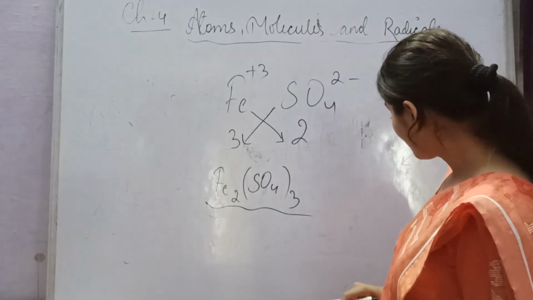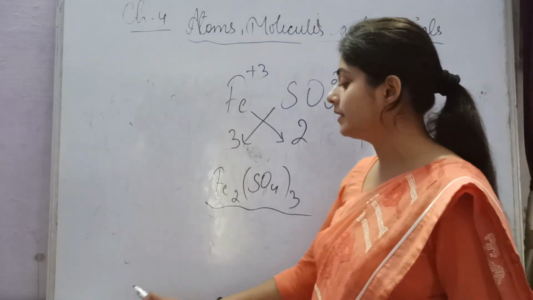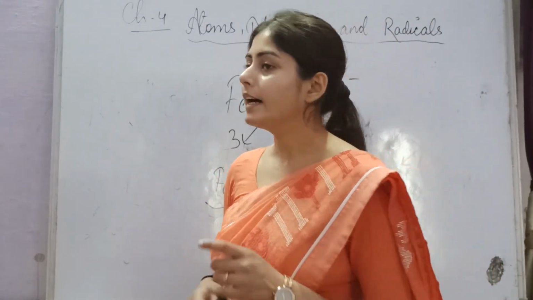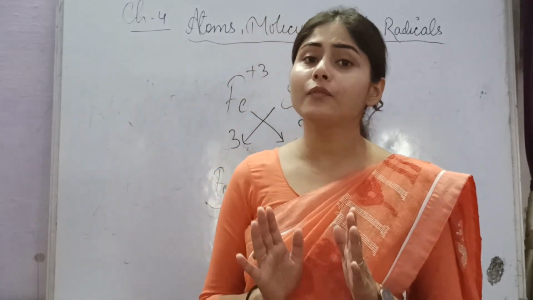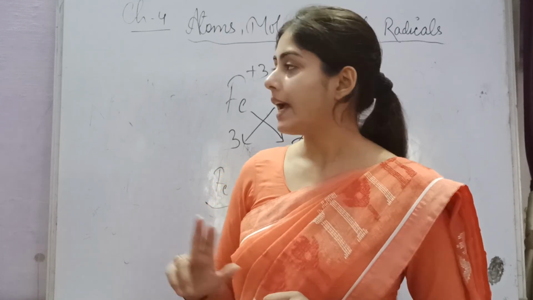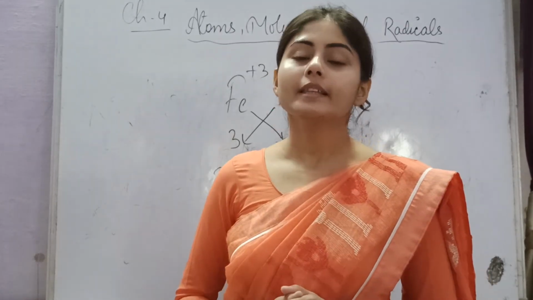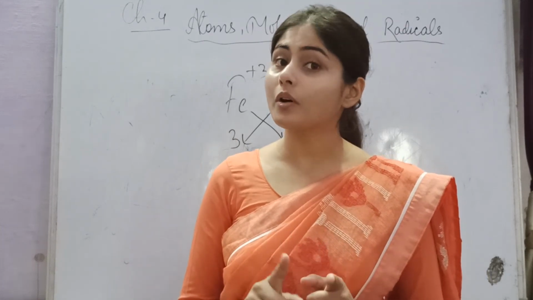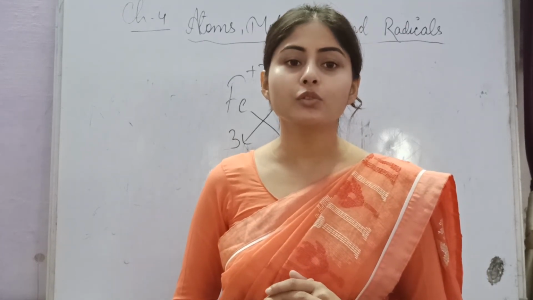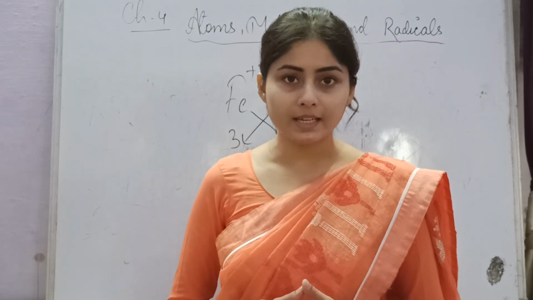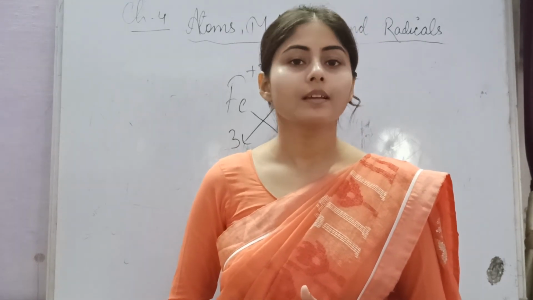Understood now? So this is the second method through which we can form a compound from radicals. Earlier we have seen that we can form a radical compound by cancelling their charges. And in this method we have seen that we can form a radical compound by interexchanging or transposing the valencies to each other. So these are the two methods through which we can form a radical compound. Remember this, practice it. Thank you.